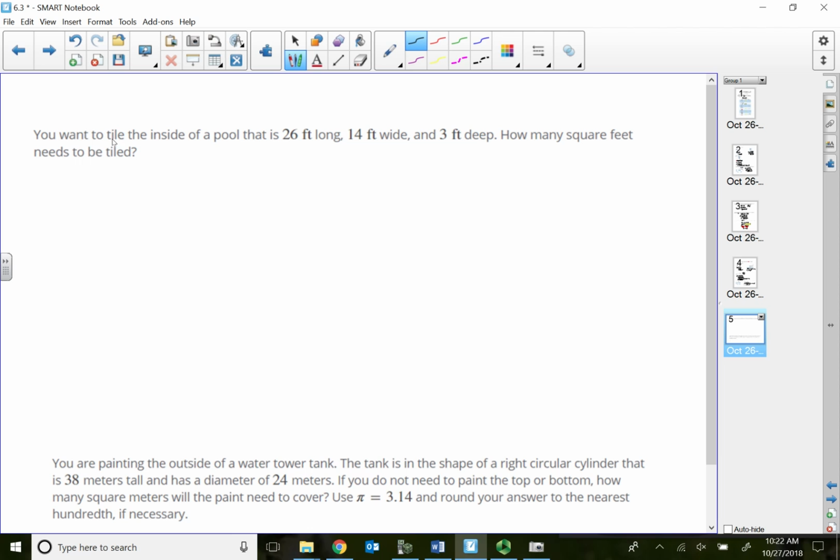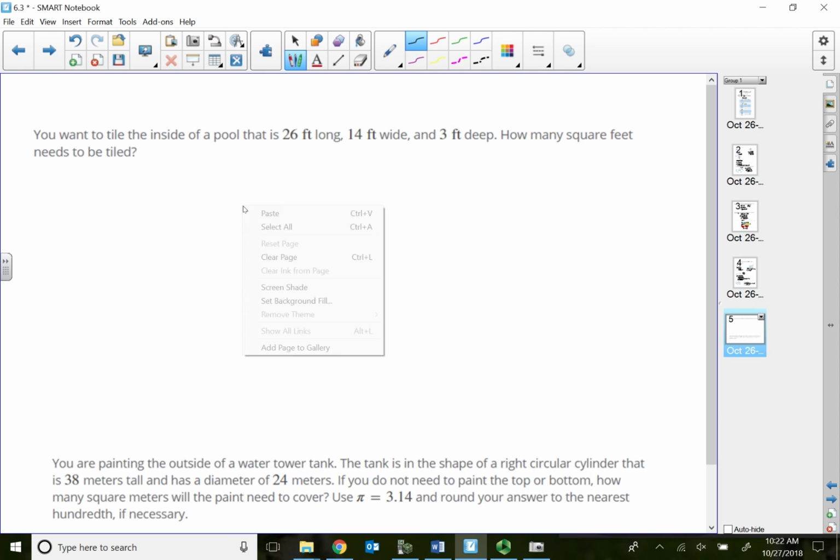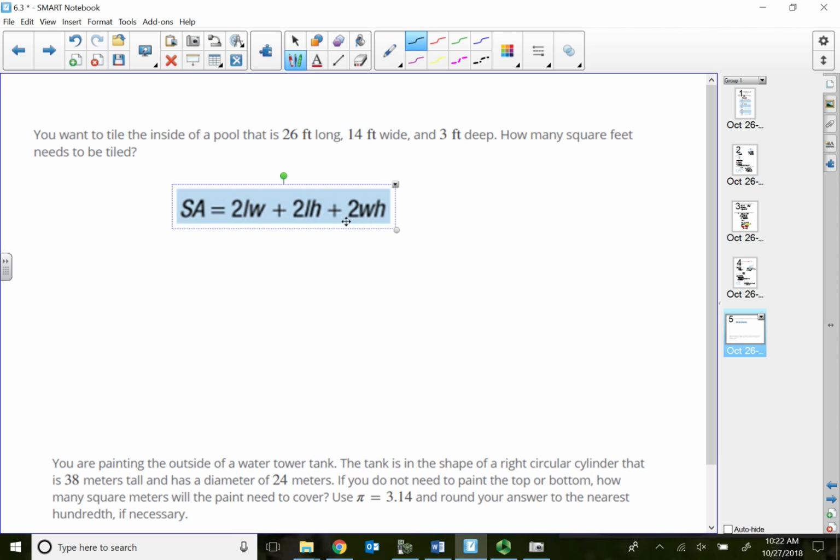You want to tile the inside of a pool that is 26 feet long, 14 feet wide, and 3 feet deep. How many square feet need to be tiled? So that means, by looking at the dimensions, I actually have a geometric solid, and I'm trying to do the tile, so that will be measured in square feet. So let me just copy this. So this is a rectangular solid, so the total surface area will be this.